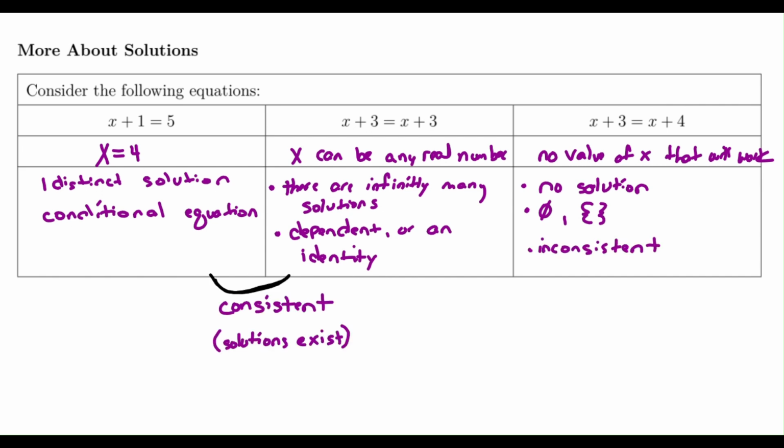That's different than the first two that we looked at. These two would be considered to be consistent because solutions exist. So the one on the far right is inconsistent because there's no solution. There are solutions to the first two, so those are consistent.